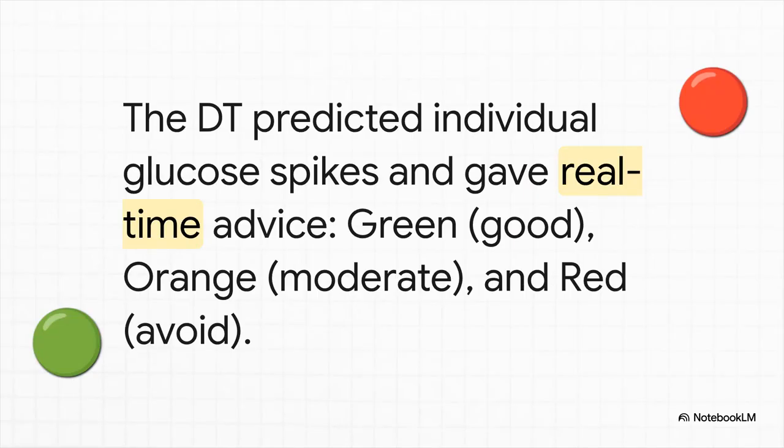So how'd they do it? It's actually brilliantly simple. The AI learned how each person's body reacted to specific foods. Then, it gave them super easy, personalized advice. Hey, for you, this food is green, go for it. This one's orange, maybe take it easy. And this one's red, it's gonna spike your blood sugar. It's precision healthcare delivered right to your phone.